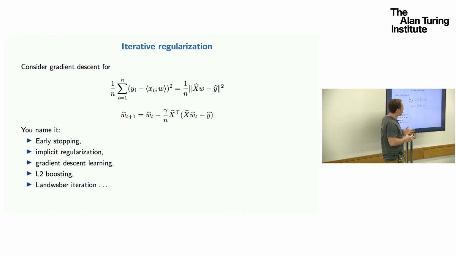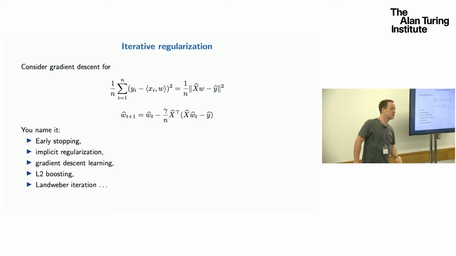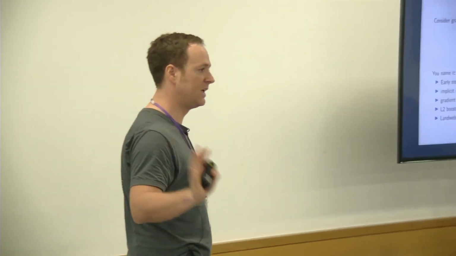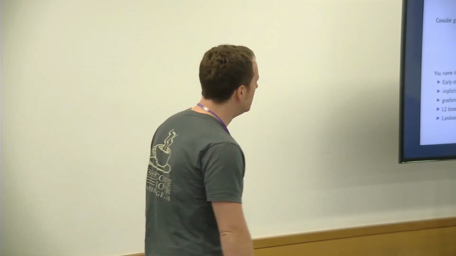Well, first of all, you can ask, has anybody thought about this? Yes, of course, there's nothing new here. And actually, you find out that you can call this by many different names. You can pick the one you want. If you're a human being, you might want to call it gradient descent learning. But if you want to be fancy, you probably want to call it L2 boosting. But it's that, it's just that. Sorry, here you're using the full matrix X and the full... Yeah, it's a batch gradient. It's a vanilla batch gradient.